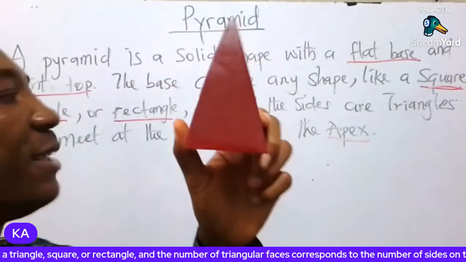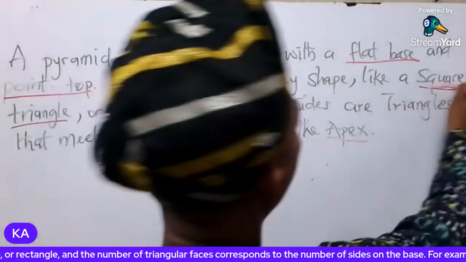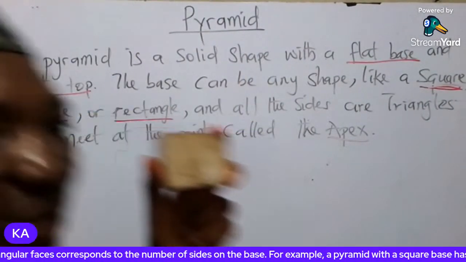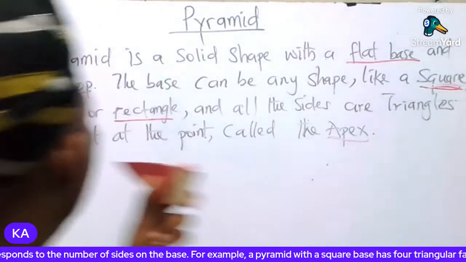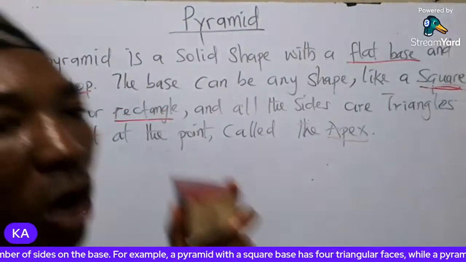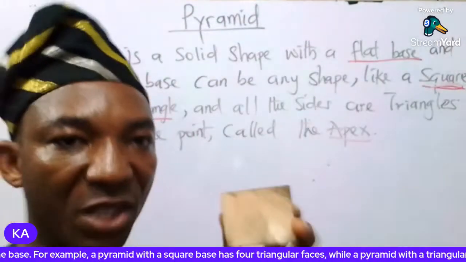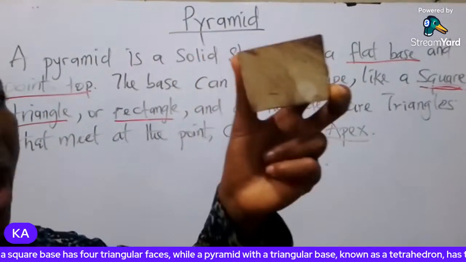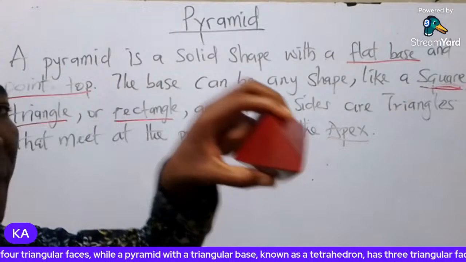So the shape with me now is a square pyramid. If the flat base gives you triangle, you call it triangular pyramid. If the flat base gives you rectangle, you call it rectangular pyramid. I'm still going to show you other shapes. So this is a square pyramid. Can you see a square pyramid now?